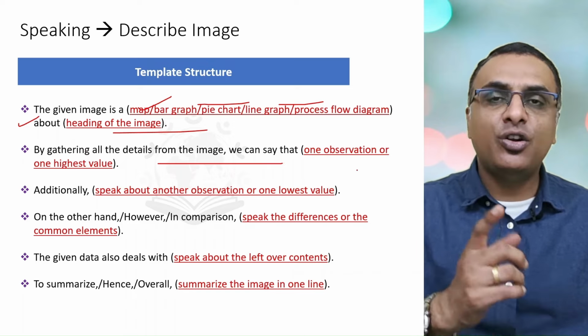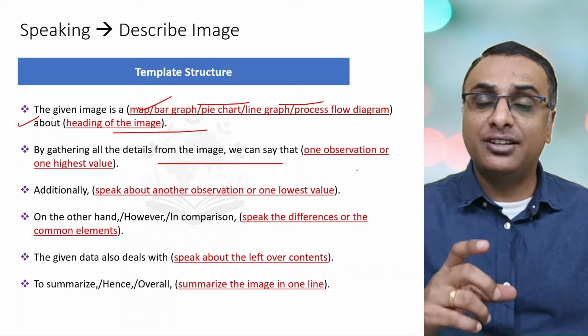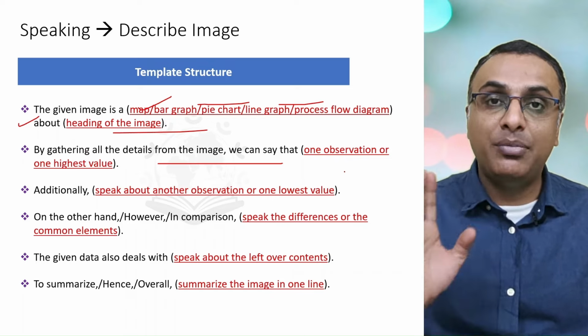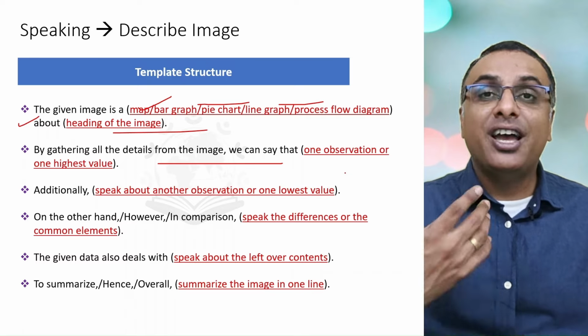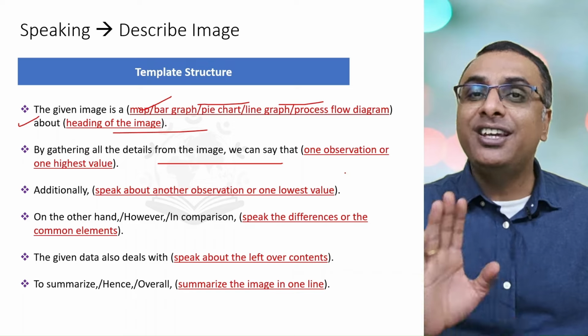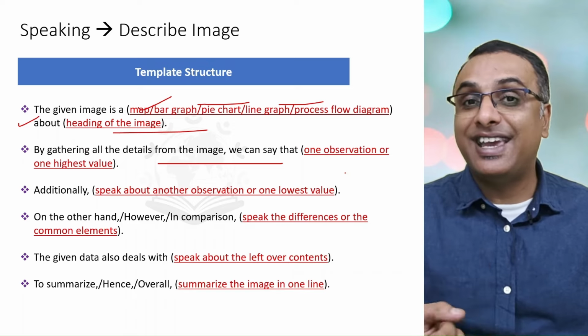Next, by gathering all the details from the image, you can say one observation or one highest value given in the image. I mean, you have to speak about it. You cannot just say one number and keep quiet. You have to say which color or what it is about. You will get to know in the upcoming slides when I'm talking with examples.